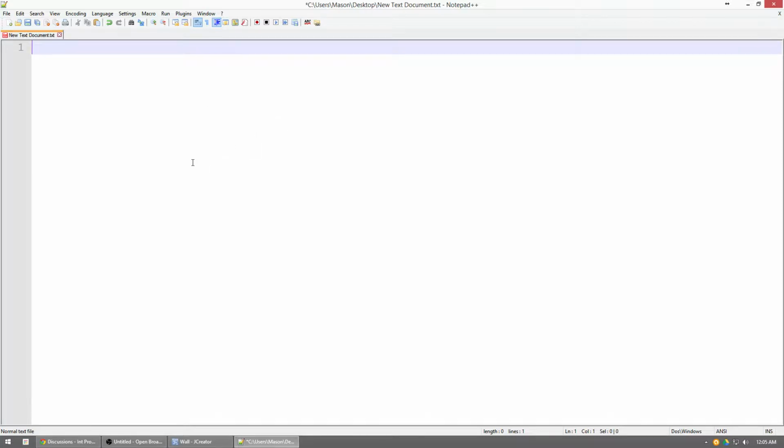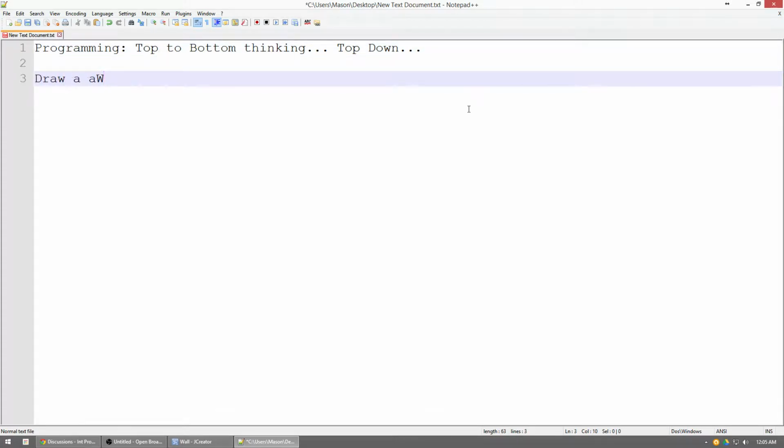When you do programming, you should do it with top to bottom thinking, or top down. What that means is you think of what you really need to do, and then you go into all the little things that each thing does. So in this case, if you think about it, what are we accomplishing with this project? We're going to draw a wall, okay? So let's call it draw a wall. That's the number one thing we're going to do.